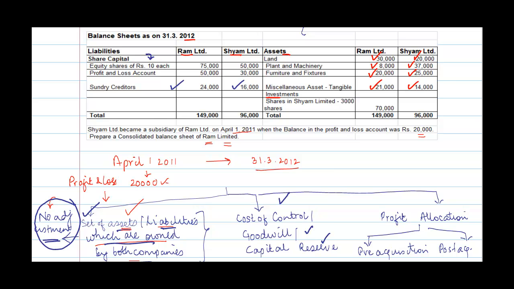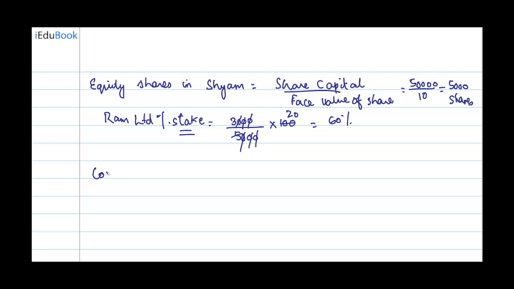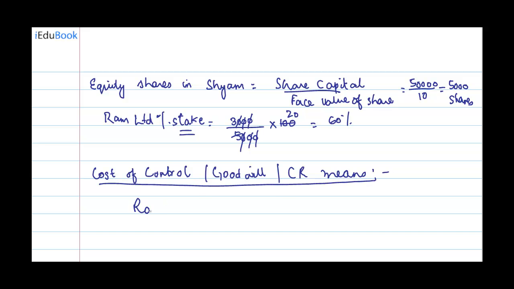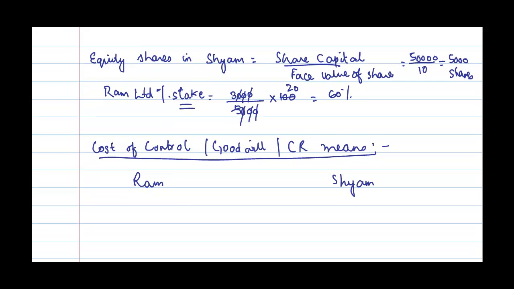Now what does this mean? So let me first explain to you what cost of control or goodwill or capital reserve means and when does it arise. Now there is a buyer, which is Ram, there is a seller, or rather the shares of the company, which is Sham. Now whenever a person purchases the shares of another company, whenever it makes an investment, the first thing which is there is the investment value, or the cost of shares.